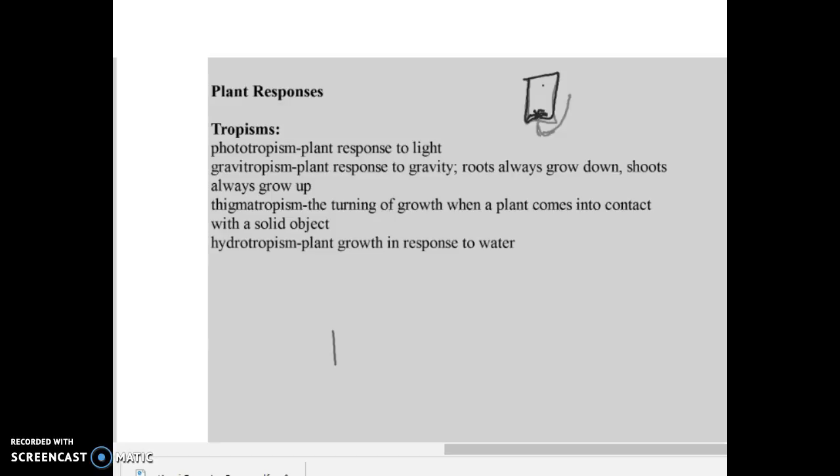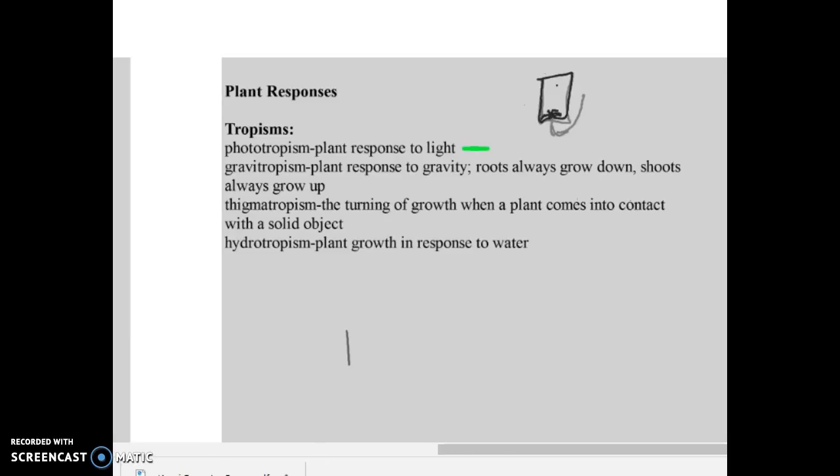Tropisms are plant responses, and we know that plants respond to light because if I leave a plant sit by a window, it's going to grow toward the window. Plants also respond to gravity. That's why the shoots grow up and the roots grow down. Thigmotropism is plant response when it comes into contact with a solid object.